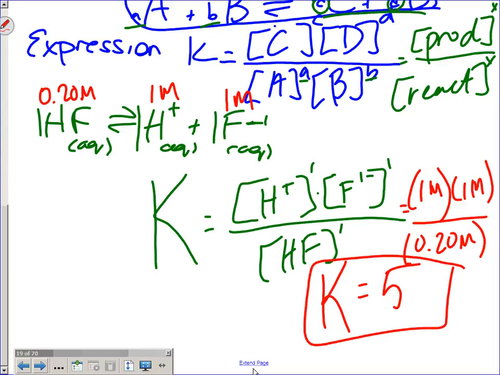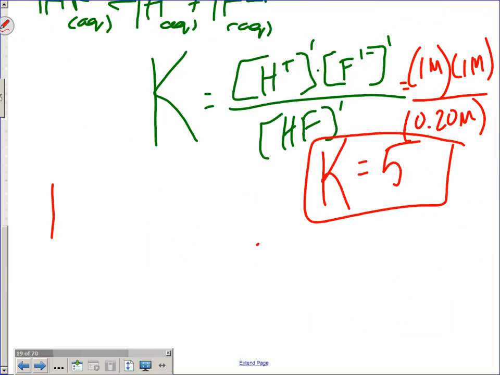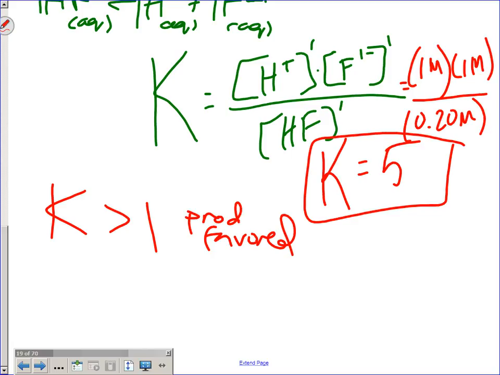Okay, so here's the story. If your K value is greater than 1, products are favored. So write that down for yourself as well. I'm taking a lot of just streamlined notes, and you may have seen this a little bit in your web quest, but this is a quick reminder. K greater than 1 means products are favored. So what does that mean about K less than 1 likely? K less than 1, reactants are favored. Good.